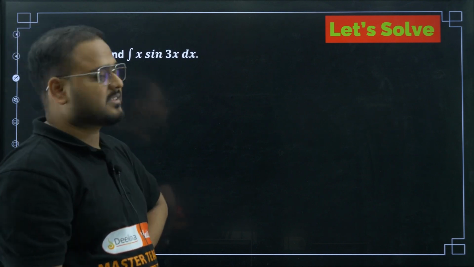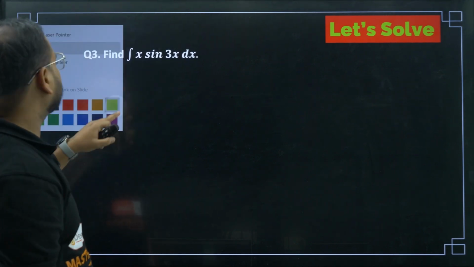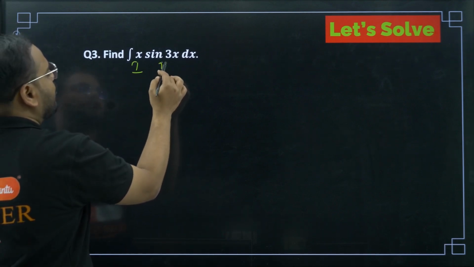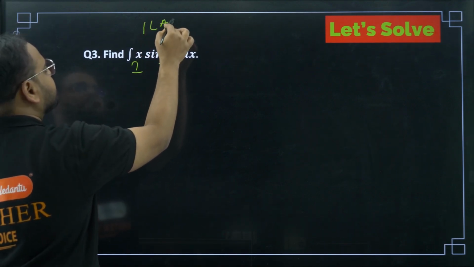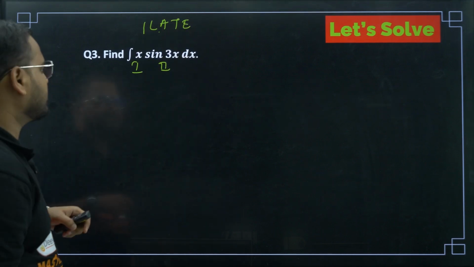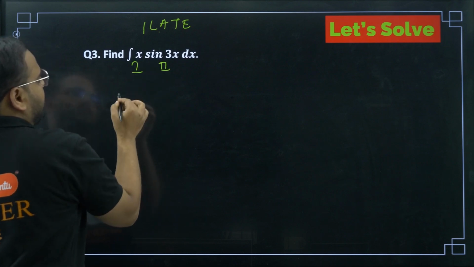Find x sin 3x dx. Can a question get simpler than this? Of course not, sir. Please check. This is my 1, this is my 2. I let algebraic come first, then trigonometry function. So have a look, I'll do what? I'll keep 1 as it is.